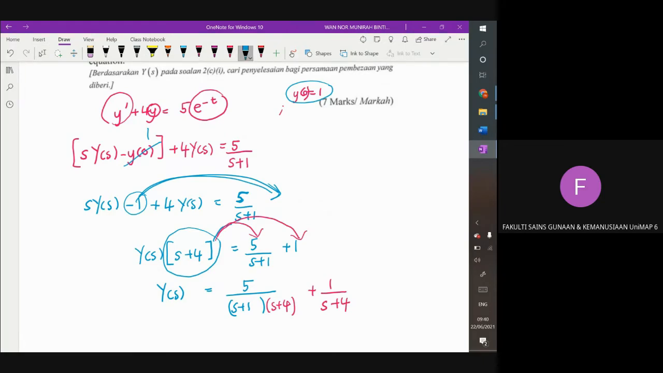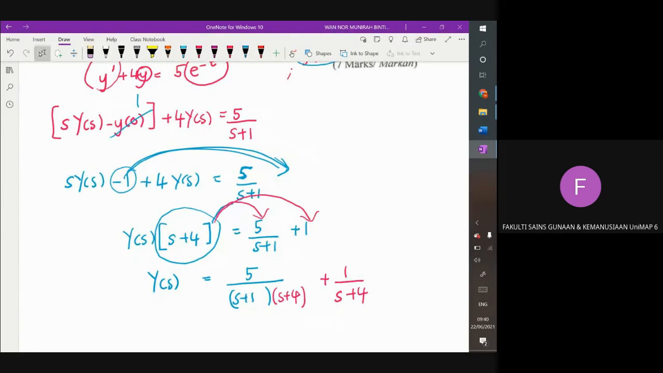So we try to adjust the denominator. I have 5 over here with s plus 4, and here I also have s plus 4. So what is not there here? Only s plus 1. So I try to multiply this one by s plus 1, denominator and numerator, so that when I cancel out, I will get the same function as 1 over s plus 4. So I need to multiply by s plus 1 at the numerator and denominator.